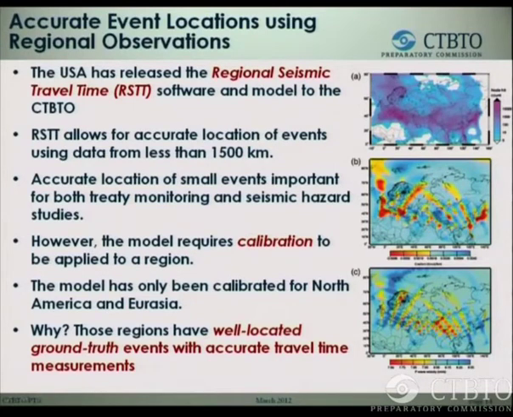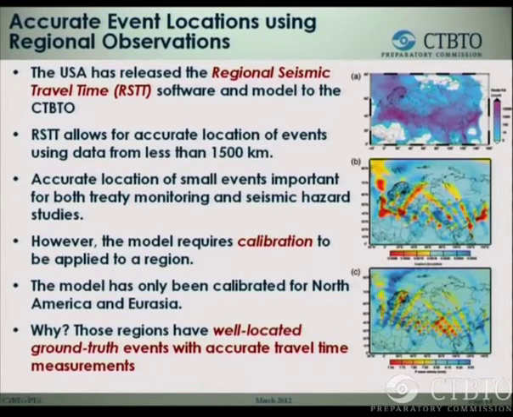The RSTT improves the IDC's capability to provide more reliable event locations, since event detection is tightly dependent upon event locations and the detectability of the small events of interest. RSTT is also available for the member states to use in their applications, both for their treaty monitoring purposes and for their seismic risk mitigation purposes. However, this is not a magic bullet.